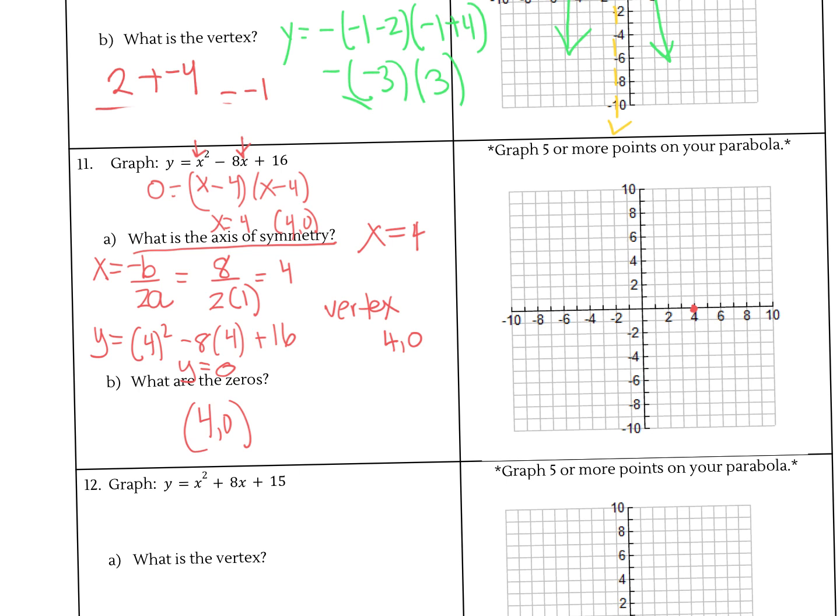But I knew here that my a value is 1, which is telling me that I'm going to open the parabola up. And so I'm going to move to the right 1 and up 1. Use symmetry to fill in this point. I'm going to go to the right 2 and up 1, 2, 3, 4. Use symmetry to fill in over here. I'm going to go to the vertex and go to the right 3, and then move up 9.